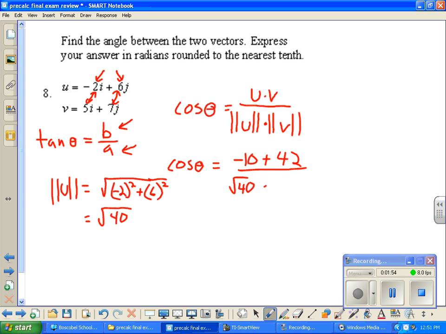times the magnitude of v. Well, again, same idea. The magnitude of v is going to be equal to each coefficient squared, add them together, take the square root. So that's going to be 5 squared plus 7 squared. 5 squared is 25, 7 squared is 49. So that's going to be the square root of 74.